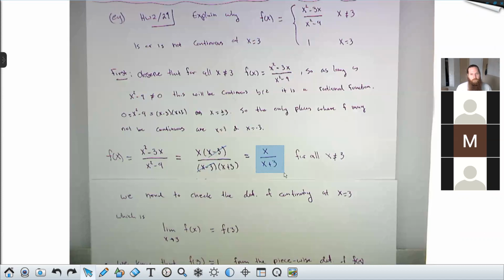Use this graph and this piecewise definition to try and draw a graph of f of x. What you'll find is that there's a little hole and then a filled in point above that hole. The hole is going to be at (3, 1/2). And the filled in point is going to be at (3, 1). And everywhere else, it's going to look like this guy.